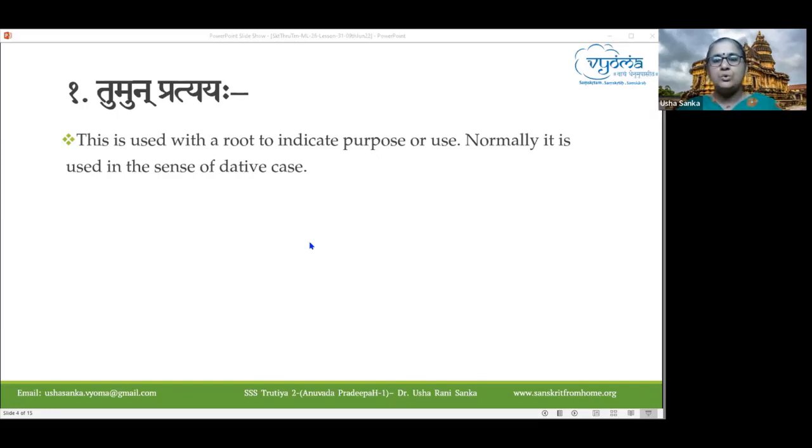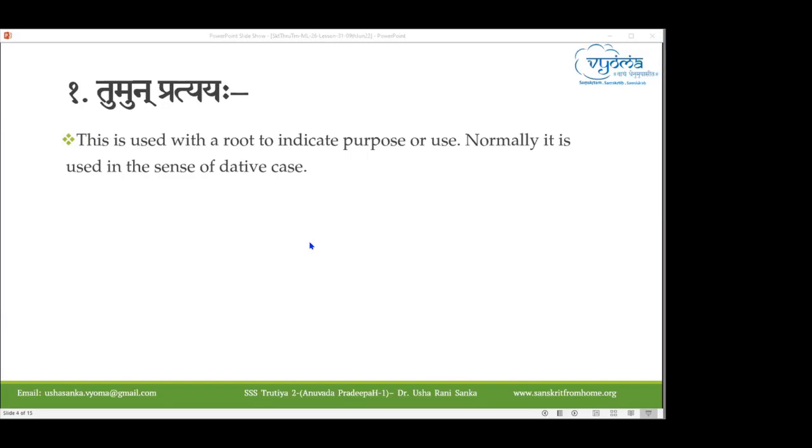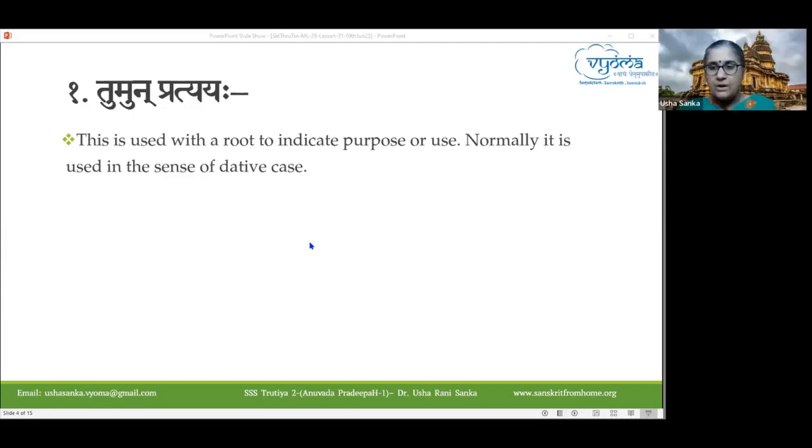But we see that by usage, there are many other areas than just chaturthi vibhakti. But I have seen in the literature that they are interchangeable. Sometimes we can change the tumun to chaturthi, but not always. It's not a universal thing that since both mean the same, we can exchange them. No, it's not possible. In some places we can express the tumun pratyaya through the dative case, but not all dative cases we can change.